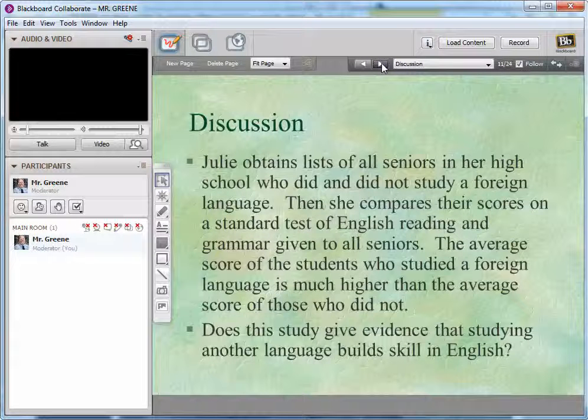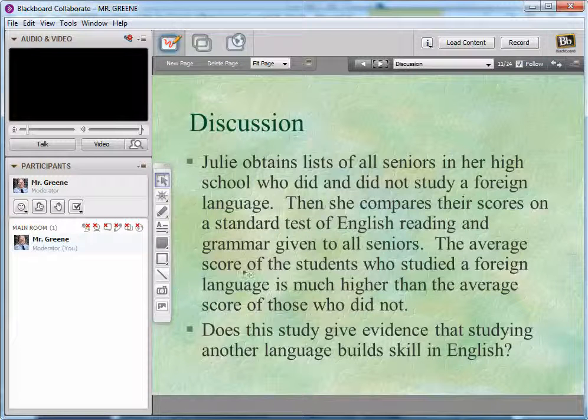Okay, here's a discussion item. Julie obtains a list of all the seniors in her high school who did not study a foreign language. When she compares scores on a standard test of English reading and grammar given to all seniors, the average score of the students who studied a foreign language is much higher than the average score of those who did not. So the question is, does this study give evidence that studying another language builds skill in English?